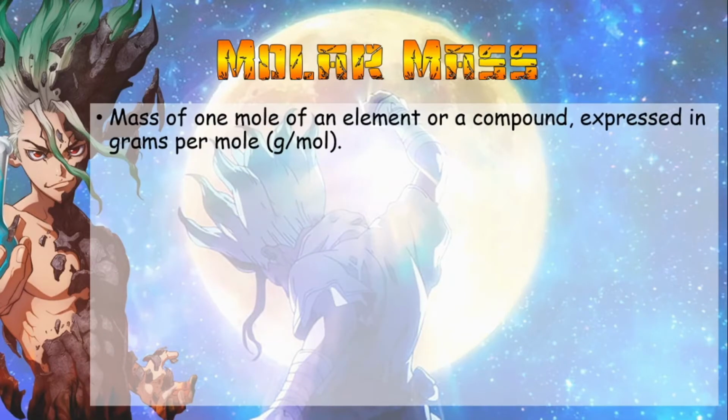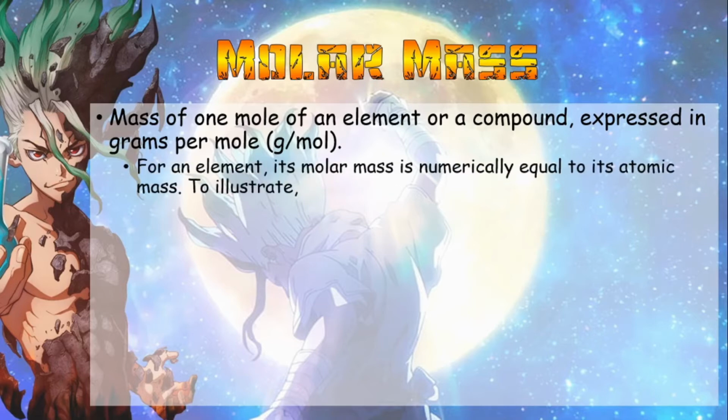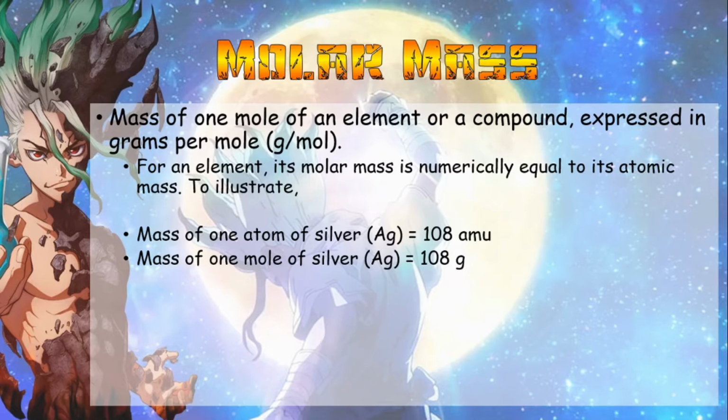Molar mass. Molar mass is the mass of one mole of an element or a compound, which is usually expressed in grams per mole, or in symbol g/mol. For an element, its molar mass is numerically equal to its atomic mass. So to illustrate, the mass of one atom of silver is 108 AMU. The mass of 1 mole of silver is 108 grams. And the molar mass of silver is 108 grams per mole.